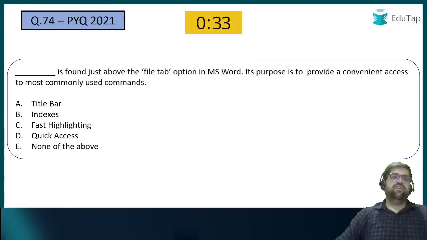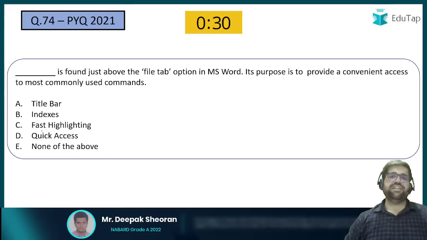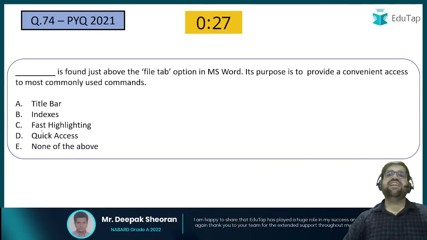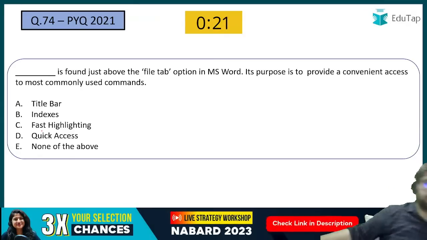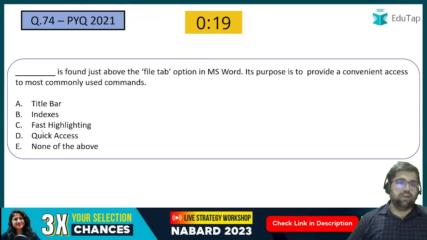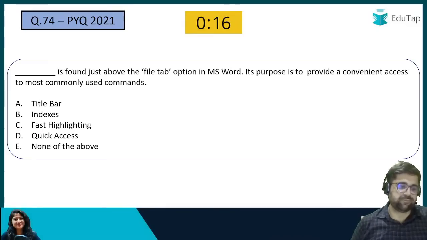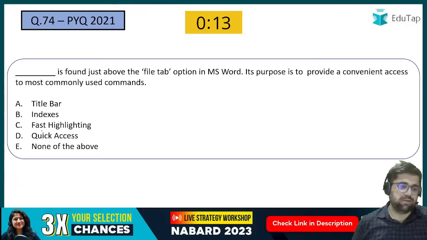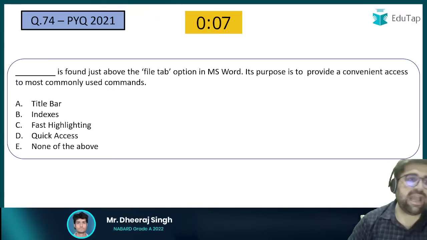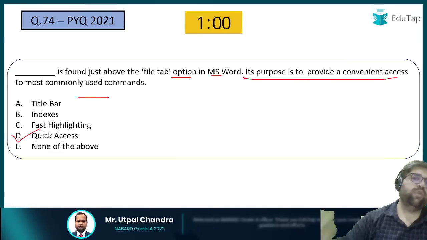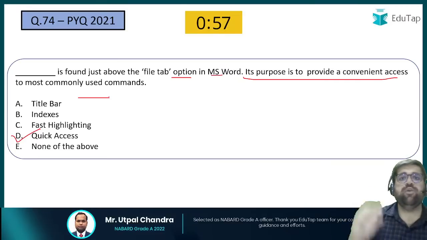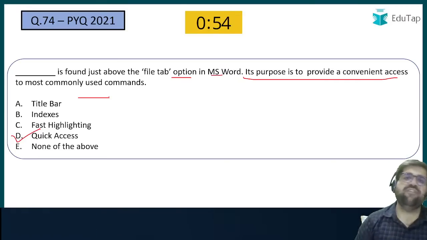Okay. Question number 74. Dash is found just above the file tab option in MS Word. Its purpose is to provide convenient access to most commonly used commands. Yes, the correct answer will be quick access. Quick access are those tabs in file tab. They appear in your file tab of MS Word. Its purpose is to provide convenient access, like you can directly close the document, you can minimize it, you can also reduce it to a much smaller screen space.